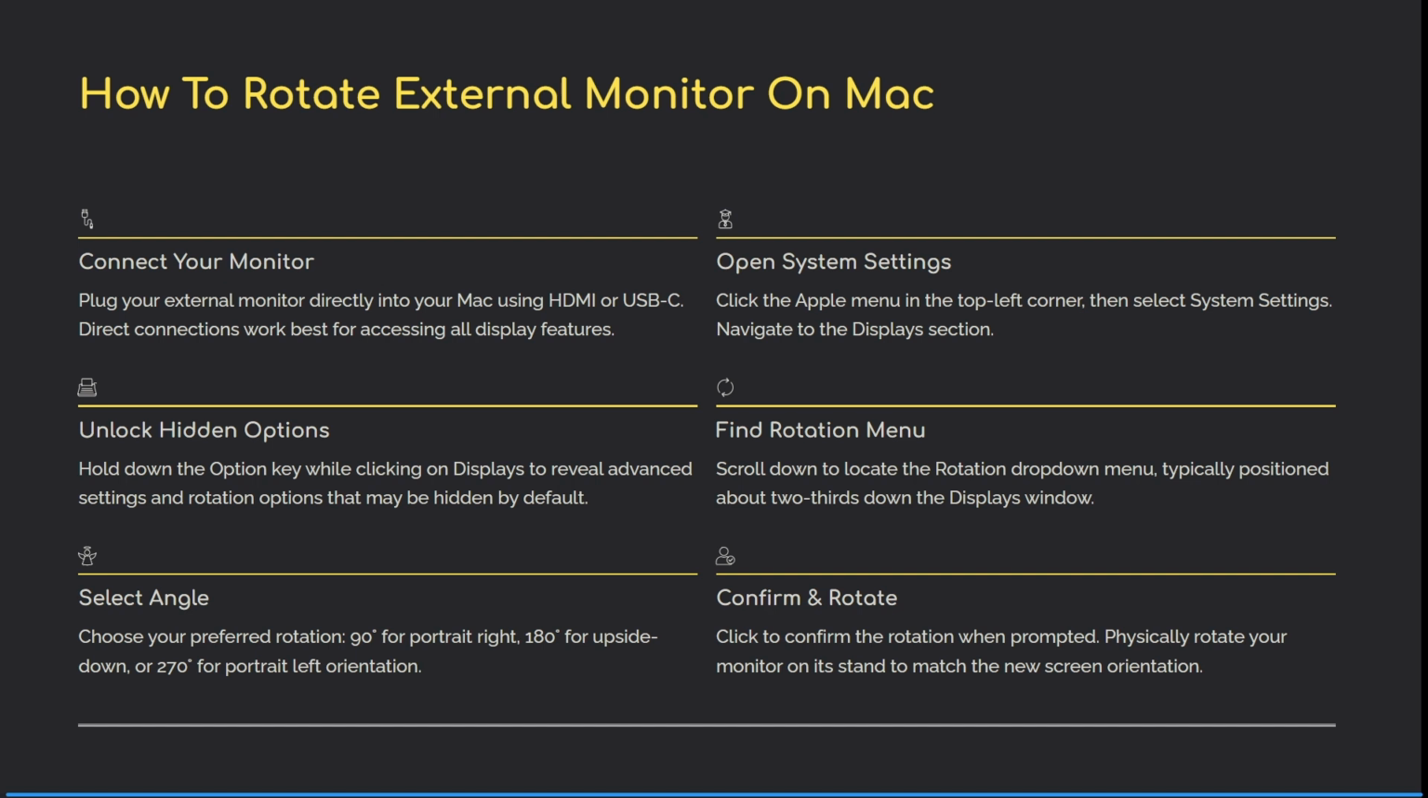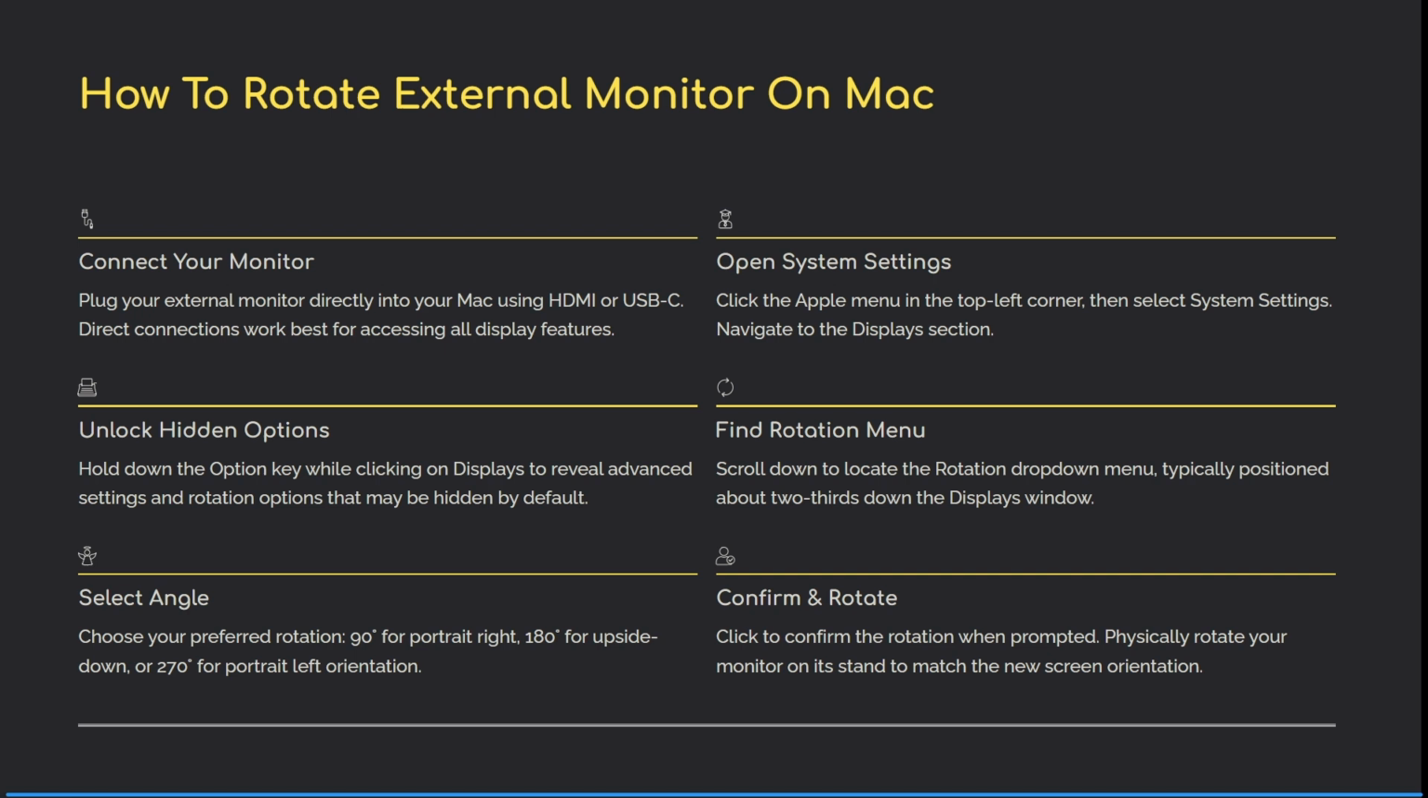Hold down the Option key while clicking on Displays to reveal advanced settings and rotation options that may be hidden by default. Scroll down to locate the Rotation drop-down menu. This is typically positioned about 2/3 down the display window.